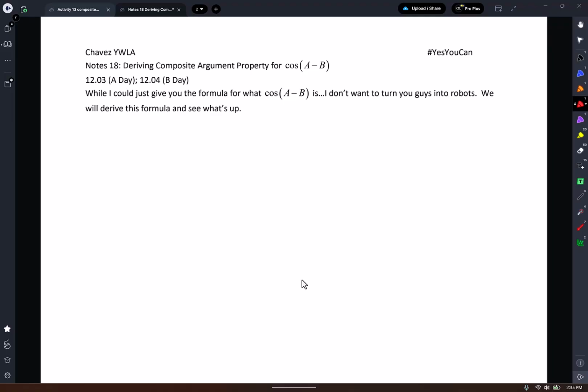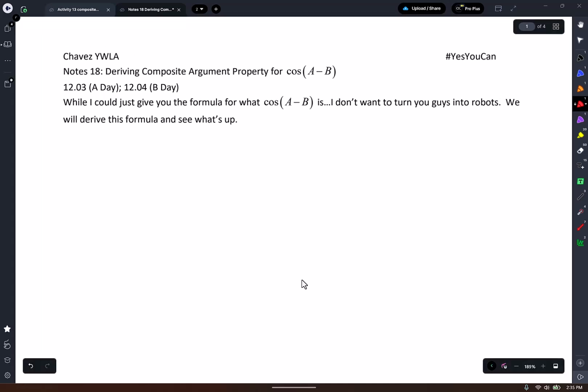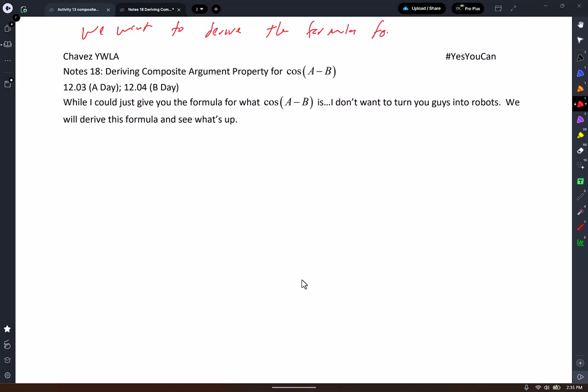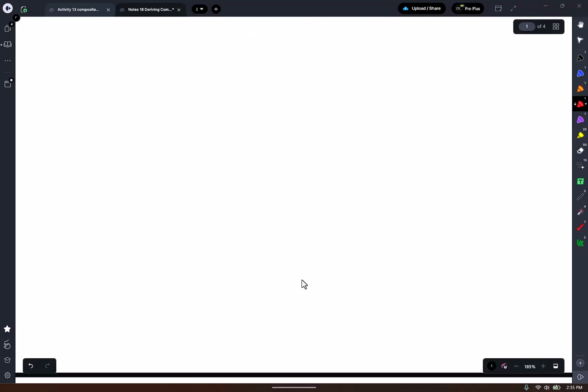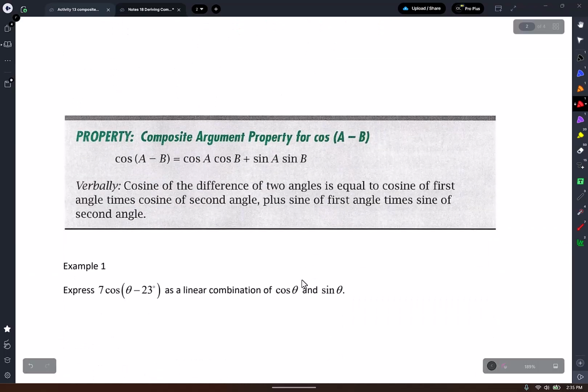I can just give you the formula, and I can just say, just use the formula. But guys, I want you to understand where everything is coming from. This formula does not come from just anywhere. Chav, what formula are you talking about? I'm talking about this formula. So I'll go ahead and write it. We want to derive the formula for, and sorry that my handwriting is so bad, cosine A minus B. And I'll also give it to you in the next page. It's right here. Cosine A minus B, cosine A cosine B plus sine A sine B.